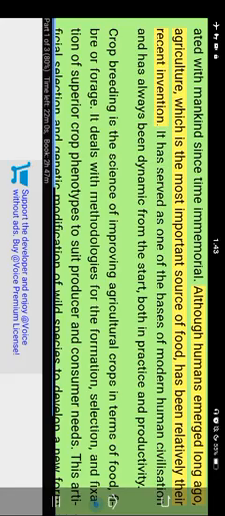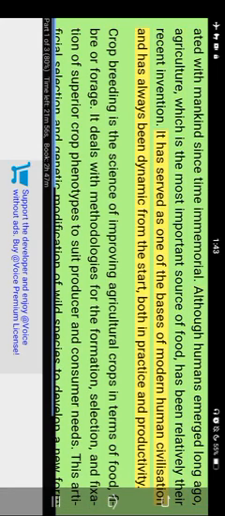Gene transfer in plants. Plants are the reason for the existence of life on Earth. They have been associated with mankind since time immemorial. Although humans emerged long ago, agriculture, which is the most important source of food, has been relatively a recent invention. It has served as one of the bases of modern human civilization and has always been dynamic from the start, both in practice and productivity.